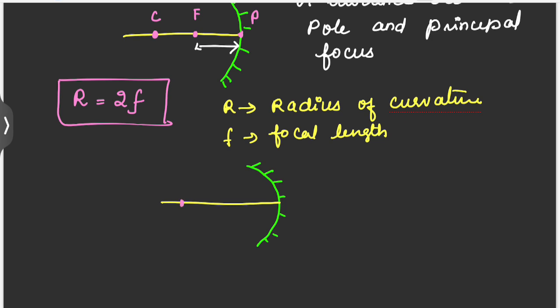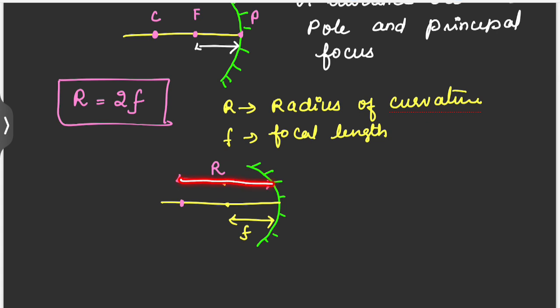And where is the radius of curvature? Radius of curvature is the distance from here to here. This distance is called as R, radius of curvature. Half of this distance you have to take. Half of this distance means till here, that is from here to here. This half of the distance we call as a focal length. Is that clear? Focal length is half of the radius of curvature.